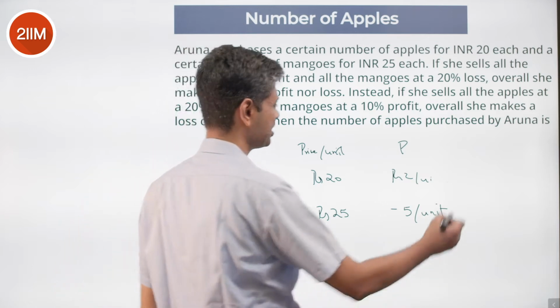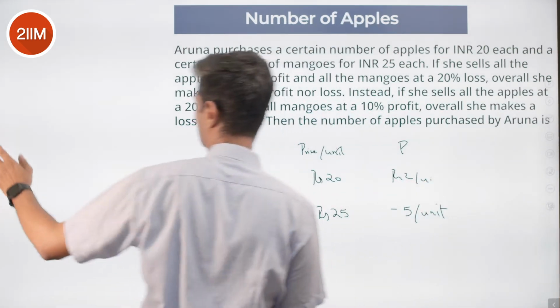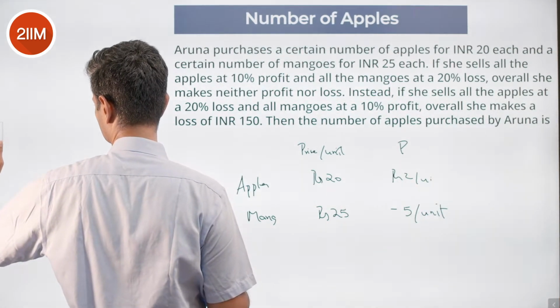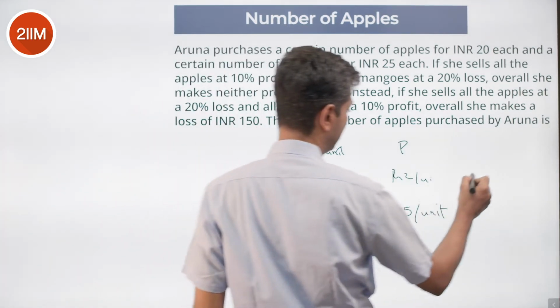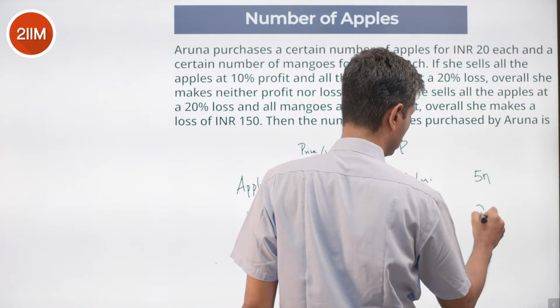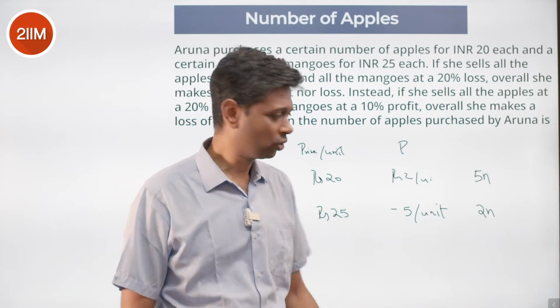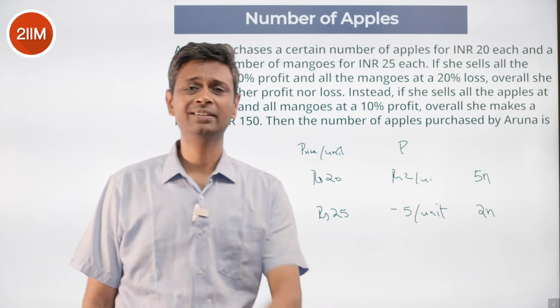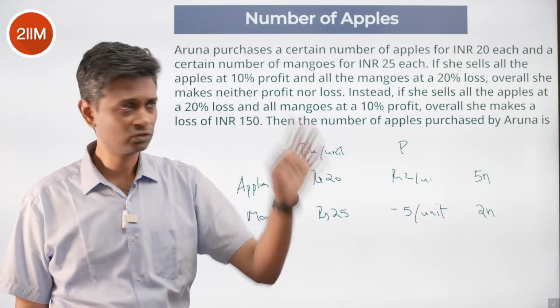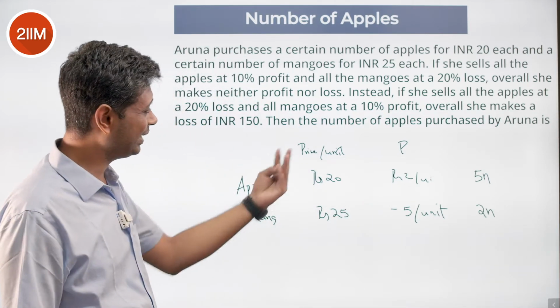Or she sells 5n apples and 2n mangoes. Profits will be 5n into 2, 10n. Losses will be 2n into minus 5, minus 10n. It cancels off, comes to 0. Now what does she do? So she sells 5n and 2n.